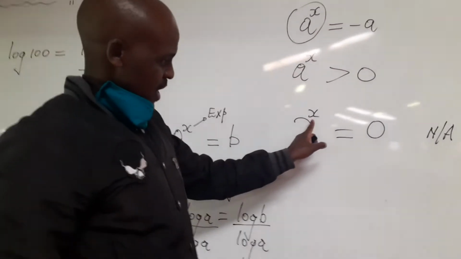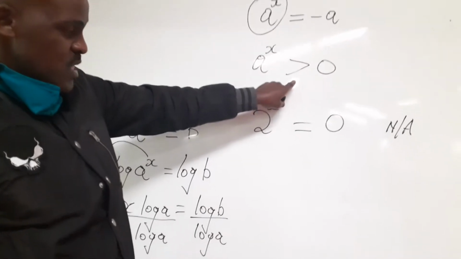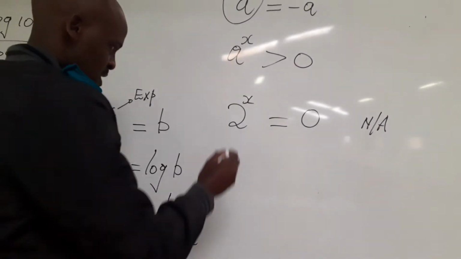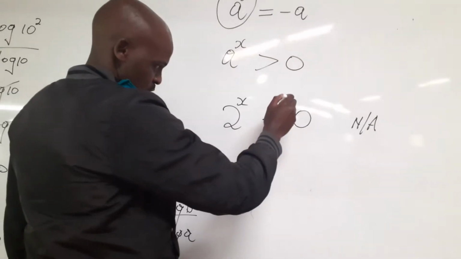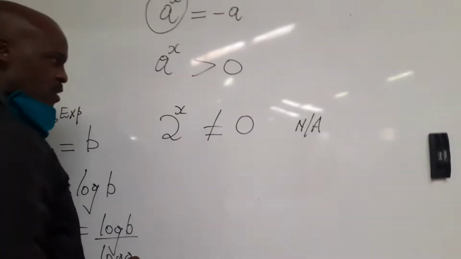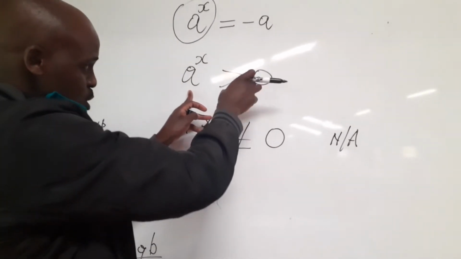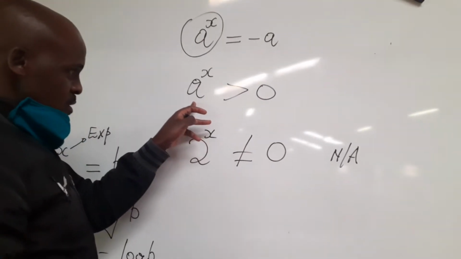2 exponent x must be always positive. It mustn't be equal to 0. 2 exponent x must not be equal to 0. So for this to exist, it has to be positive. It has to be greater than 0.